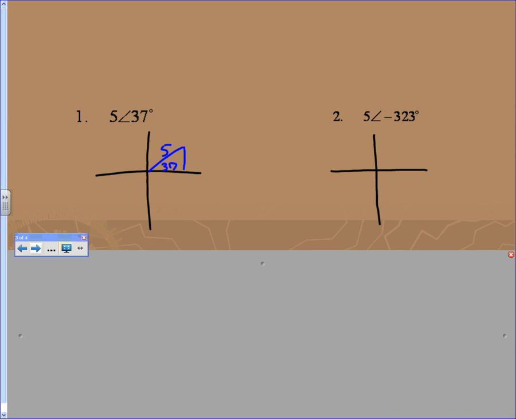Looking at this one, it's a negative, so which direction are we going to go? We're going to go clockwise. We're going to go down from the x-axis. So, am I going to stop yet? In this quadrant? Is that about 323 degrees?